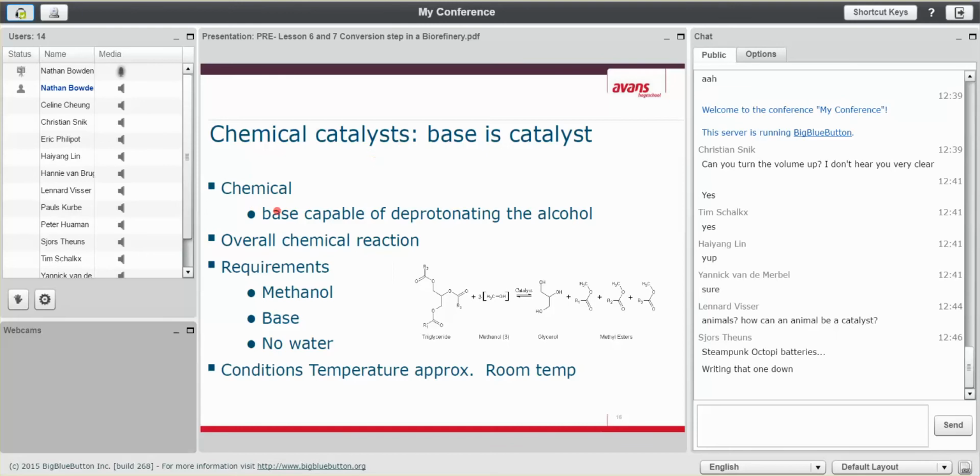Chemical catalyst, so base as a catalyst. So a base capable of deprotonating an alcohol. Its overall chemical reaction requirements are methanol, base, and zero water, so you need almost no water. Here you have a triglyceride and methanol, which makes glycerol and methyl esters. This will happen at room temperature, and it's a good way of making glycerol and methyl esters from it.